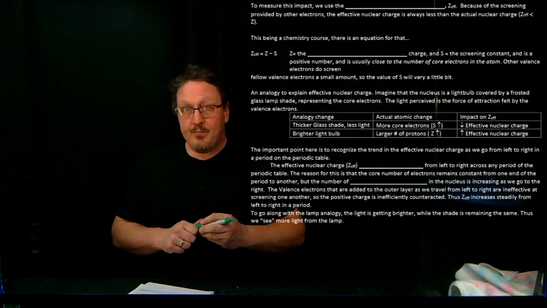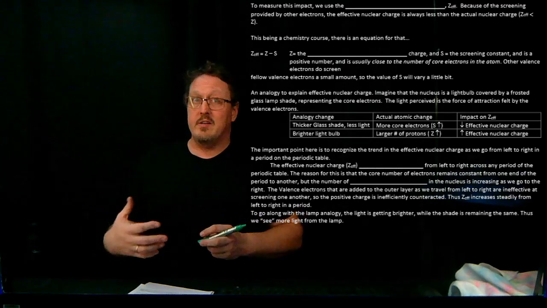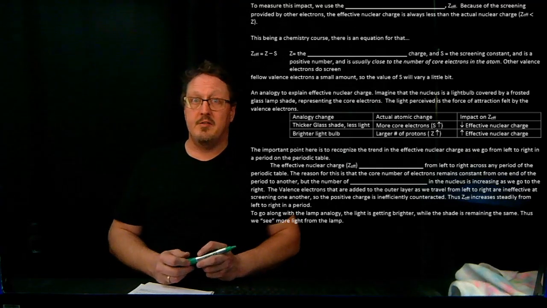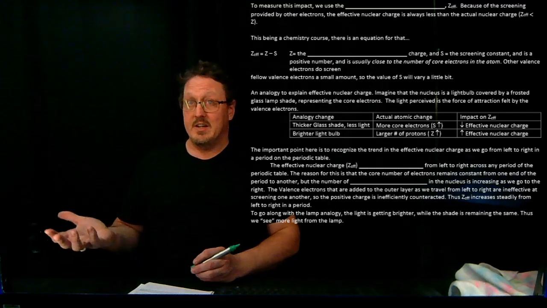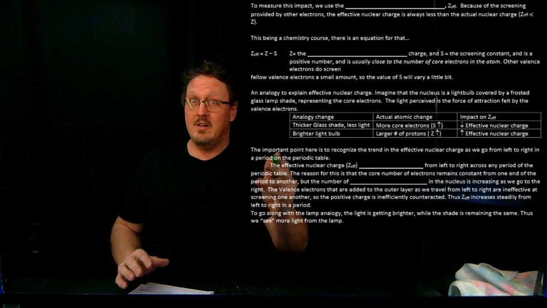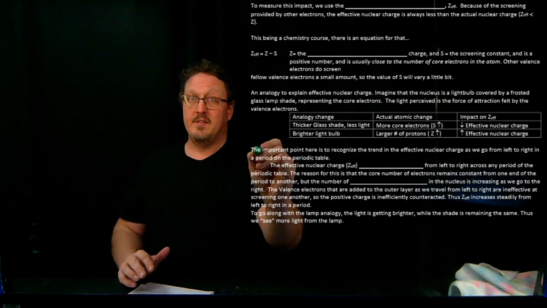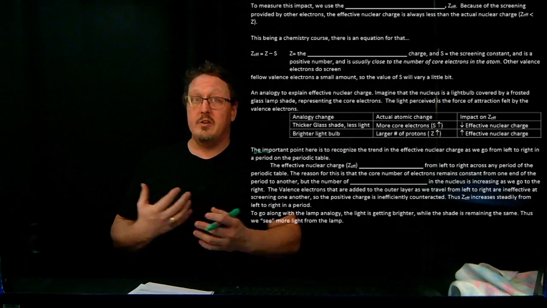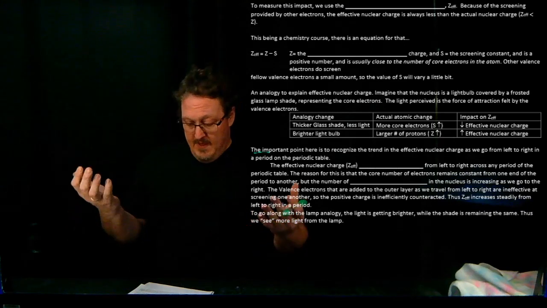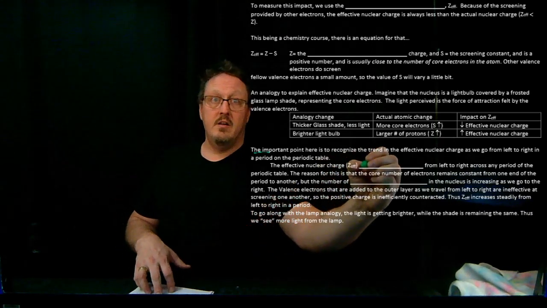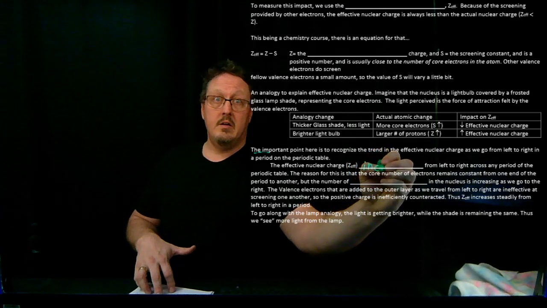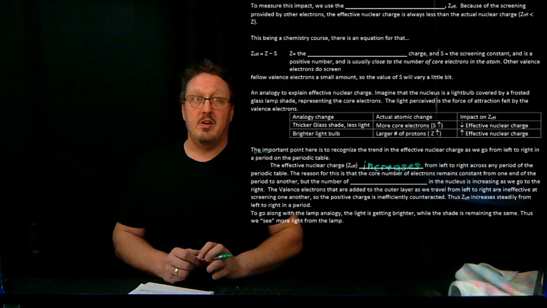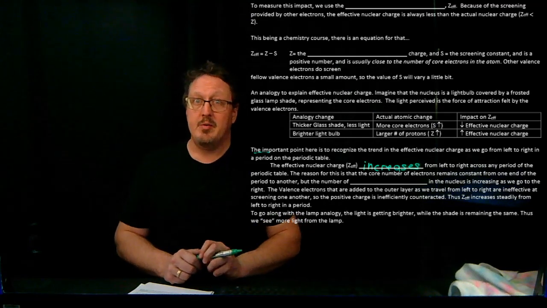Okay? And so the important point here is to recognize the trend in the effective nuclear charge as we go from left to right in a period on the periodic table. That's the goal here. So the effective nuclear charge, the Z effective, increases from left to right across any period of the periodic table.